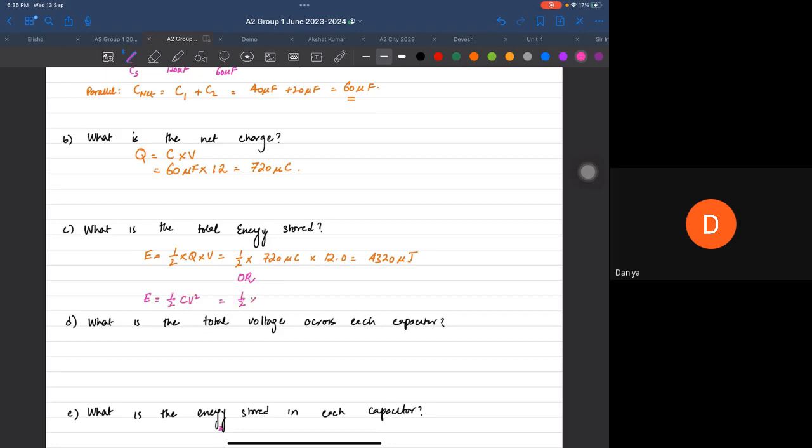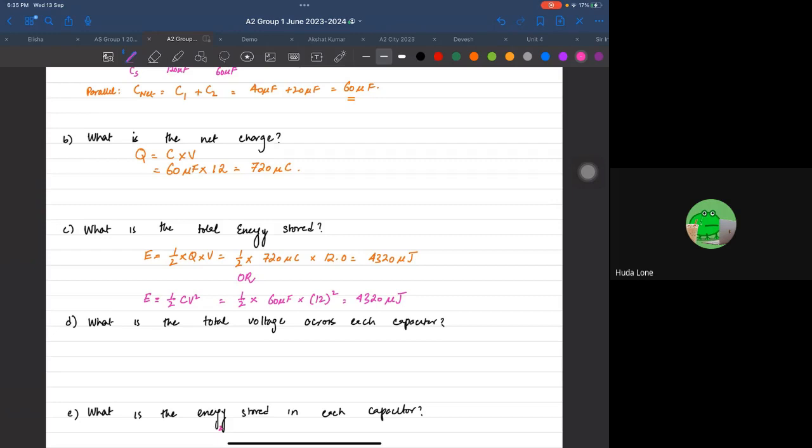Alternatively, if you want to, you can also use half CV squared. So you know the total capacitance was 60 microfarad and the total voltage was 12 squared. So you will end up with the same answer. It doesn't really matter which formula you use, as long as it is the right one. Is it clear, everyone? Yes, sir. Good.